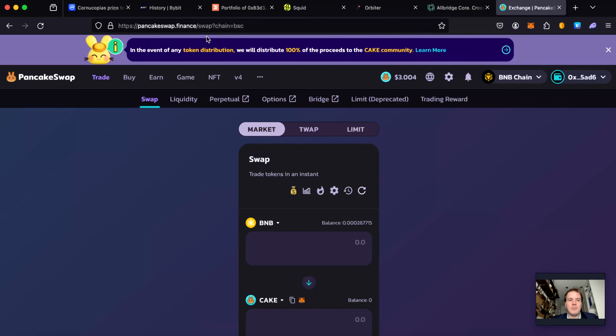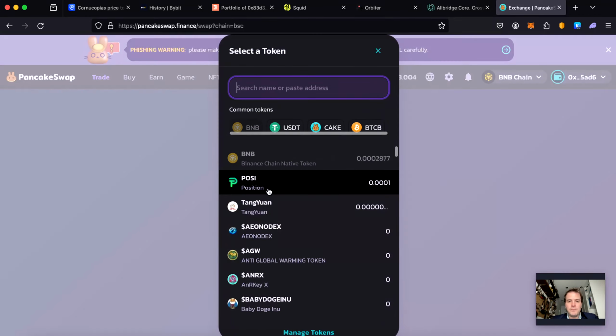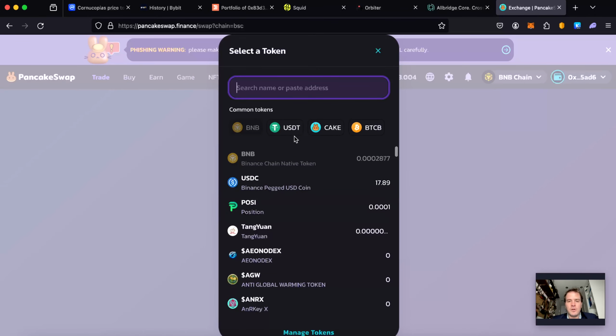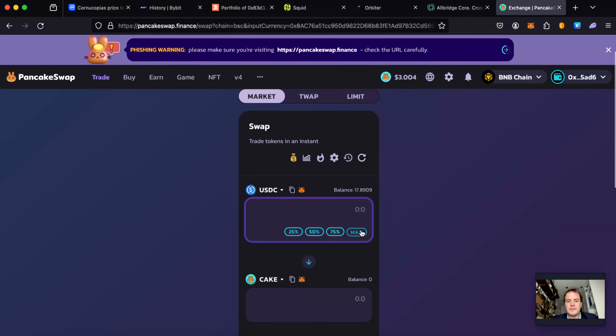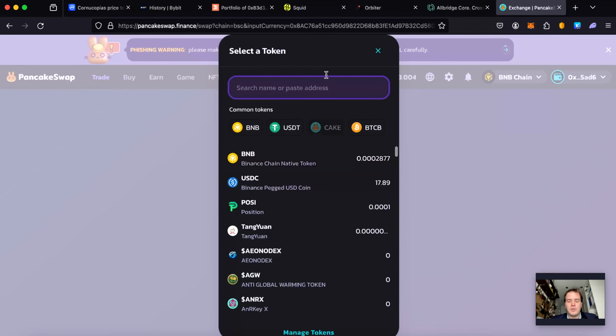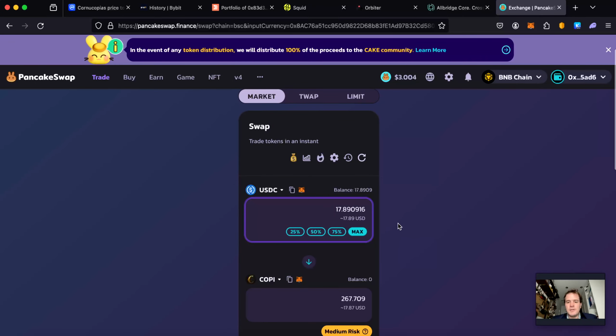Make sure that you're on the right link, pancakeswap.finance. There is a great many of these dexes, so if you've got one that you prefer, go ahead and use that. But the point is that now you've got your USDC, which you've sent from Binance, and now you can buy your Kopi token. Okay, now I can trade my 17 USDC for token.